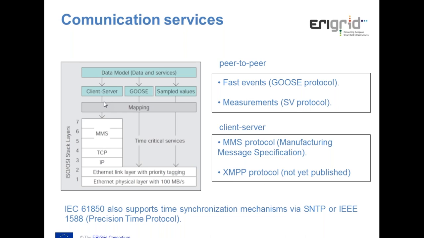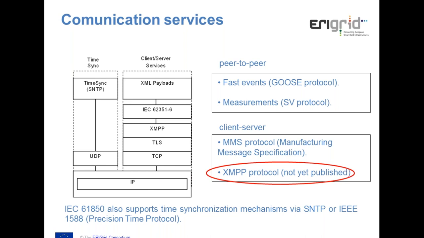Also, there is in development another protocol which can be used, which is specifically devoted to smart grid applications, which is the XMPP protocol. This mapping is not yet published, but probably the standard with the XMPP protocol will be published, I think, later this year or the next year, but not too far away. However, right now it's not yet published.